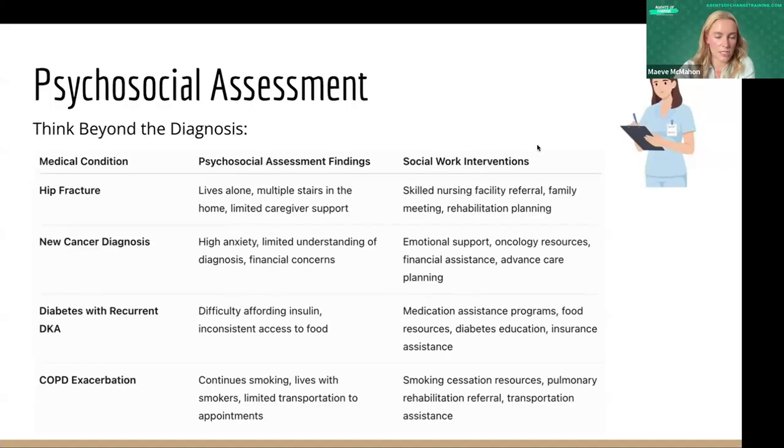COPD exacerbation. COPD is a lung disease. So when you're speaking to them, you find that this person has continued to smoke, lives with smokers, and has limited transportation to appointments. Coming back to the transportation again. So you can provide them with some resources to help them quit smoking. You can ask for a referral to a pulmonary rehabilitation clinic so they can see someone outpatient as well to try and limit those admissions to the hospital. And then transportation assistance as well.